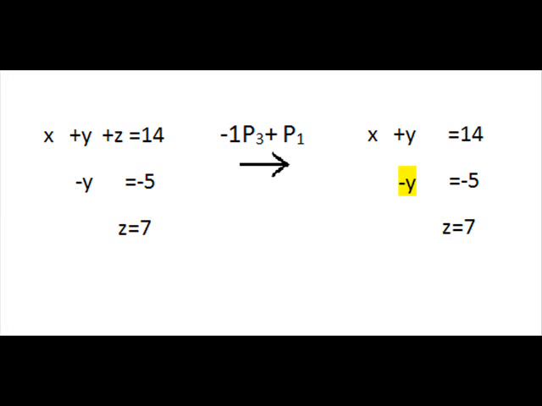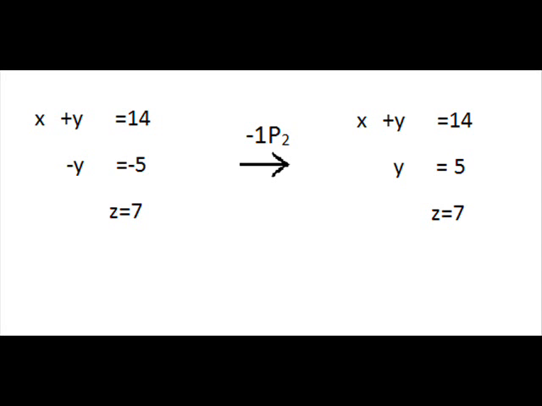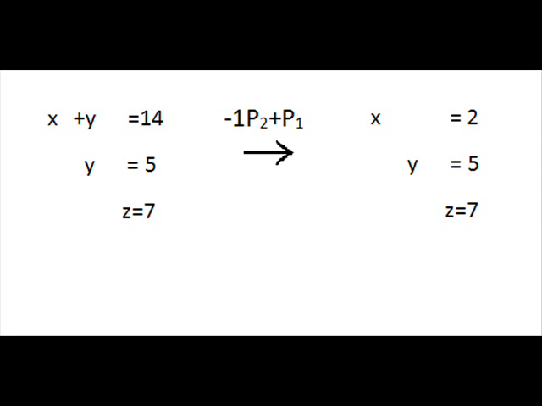We will now work with the y column. First, we must make the leading entry in row 2 a 1, so we will multiply row 2 by -1. We must now make the y in row 2 the only non-zero entry of its column. In order to do this, we will multiply row 2 by -1 and add it to row 1. Our system is now in reduced row echelon form.